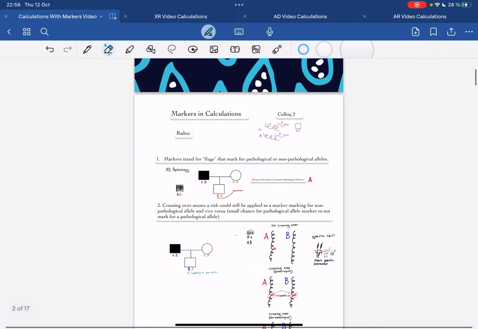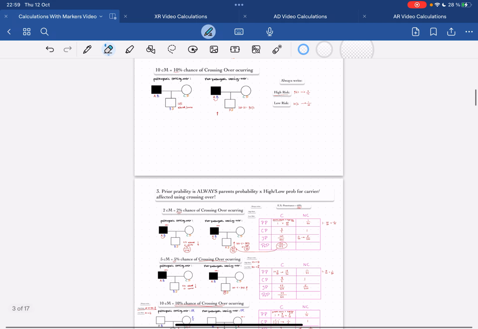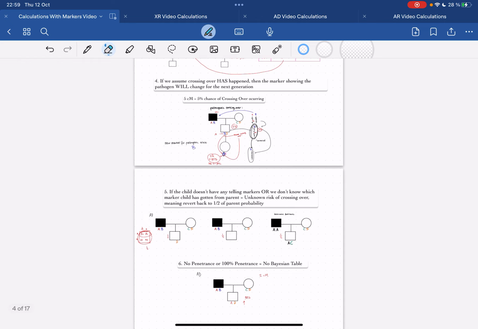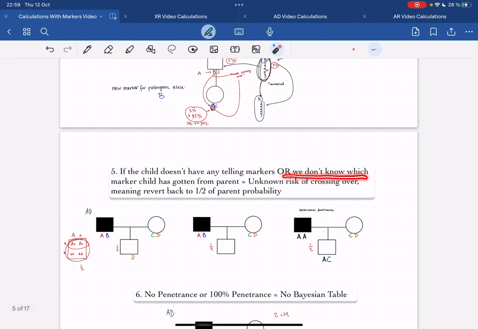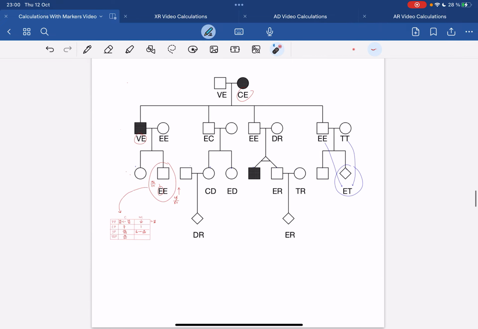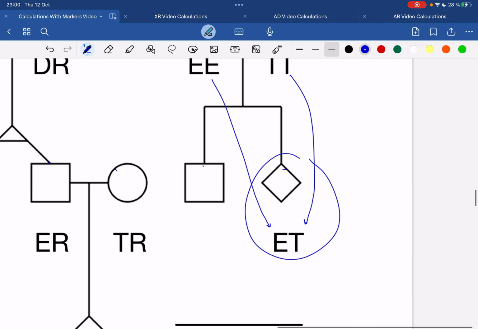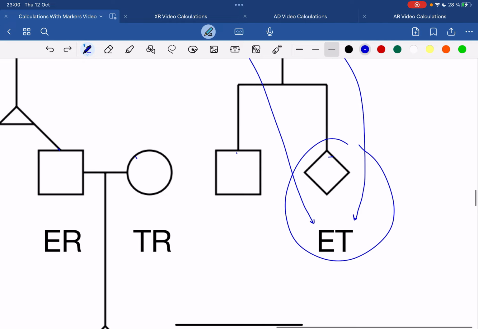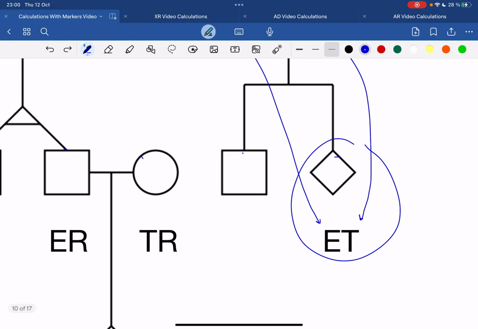if the child doesn't have any telling markers, or we don't know which marker the child has gotten from the parent, there's an unknown risk of crossing over, meaning we revert back to the 1/2 probability. So in our case here, we don't know if this E is pathogenic or non-pathogenic, so we will assume normal probability.